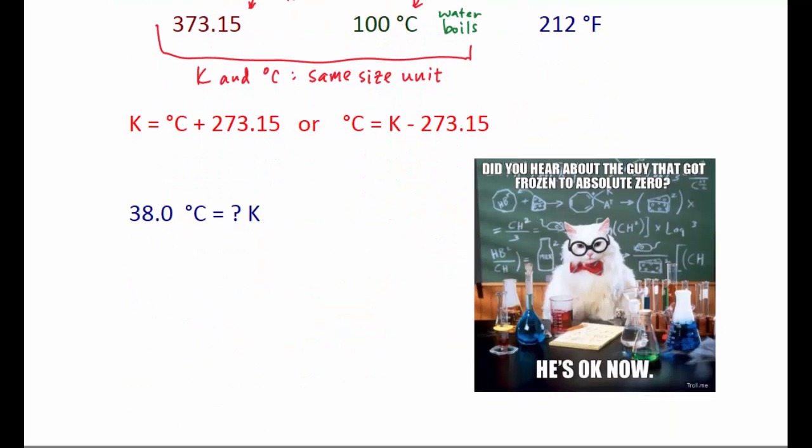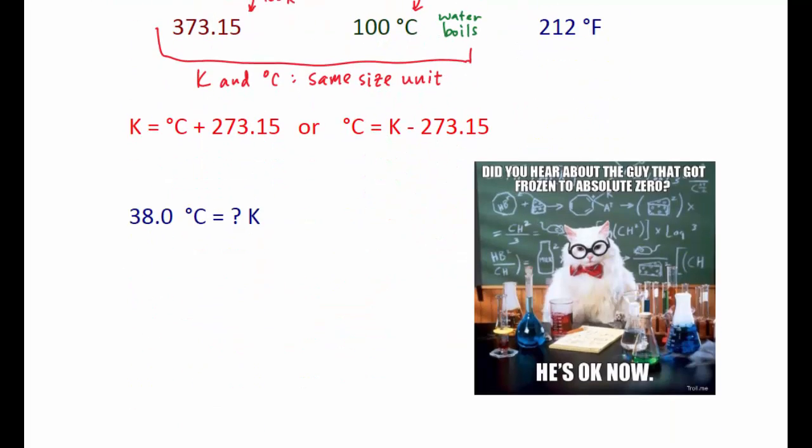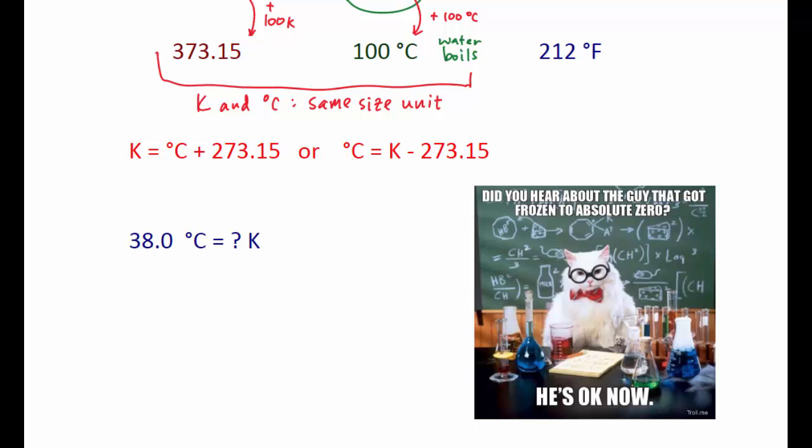bothers me, I guess. Is this our first appearance of Chemistry Cat? Might be. You guys get it? Hear about the guy that got frozen to absolute 0? He's okay now. So yes, Chemistry Cat will make various appearances. He will take over the duty of offering all the various corny chemistry puns, so I don't have to.